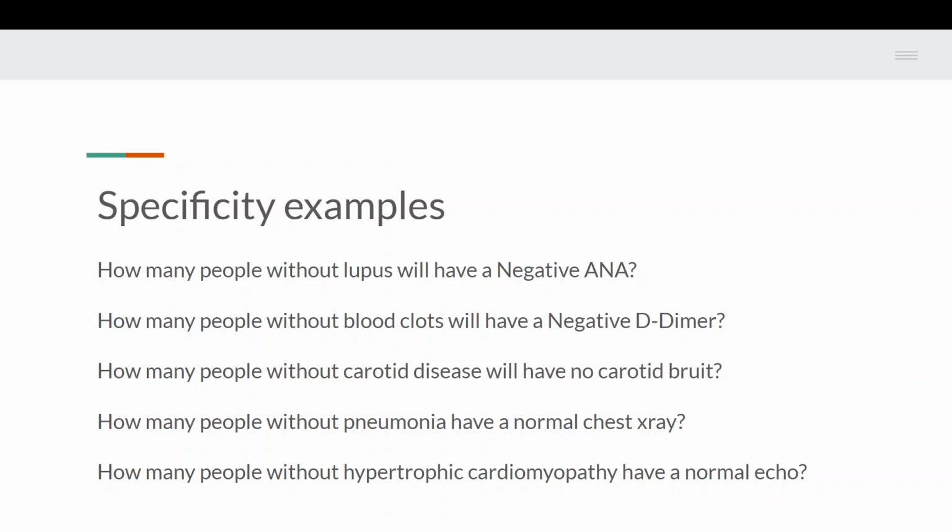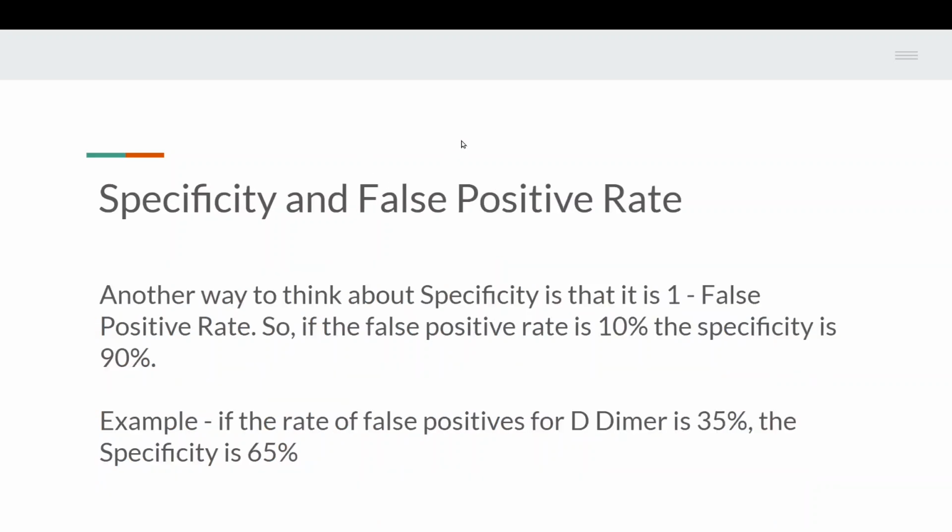Makes for kind of funny questions. The phrasing on specificity ends up being odd, but you do have to just remember that you're talking about who does not have the condition, who will then have a negative test. Specificity is also tied to the false positive rate. So this actually makes it a little bit easier to do those questions.